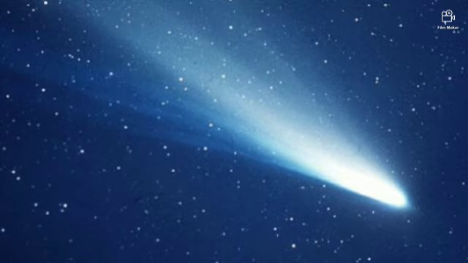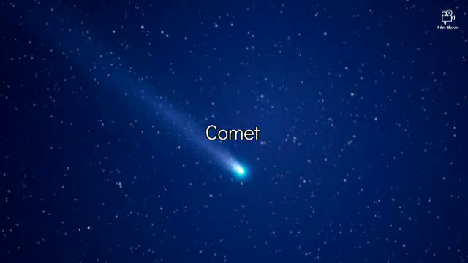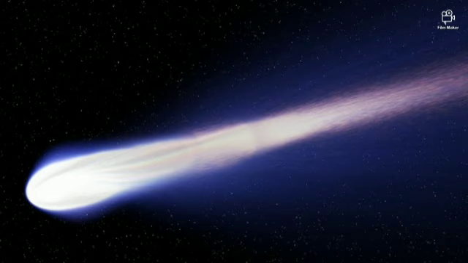Now let's talk about other celestial bodies. Our first celestial body is the comet. The word comet originates from the Greek word kome, which means hairs of the head. Comets are made up of ice, gas, and dust. As they approach the Sun, the frozen surface starts to evaporate, forming a cloud of gas and dust with two tails. Comets visit the solar system from time to time from beyond the orbits of Neptune and Pluto.